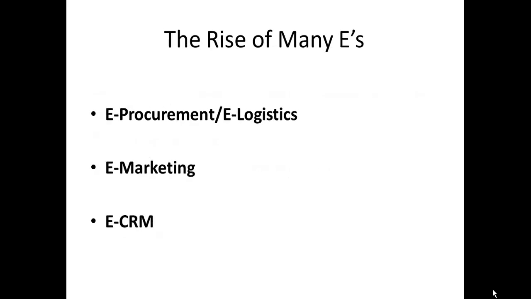Now we can disaggregate the whole supply chain by looking at the procurement part, or we can look at the marketing part, or we can look at the customer relationship management part. So at each stage of the supply chain, you can introduce infrastructure to help you facilitate the whole value chain processes. Hence, you have e-procurement, e-marketing, and e-customer relationship management. We shall look at each one in turn.